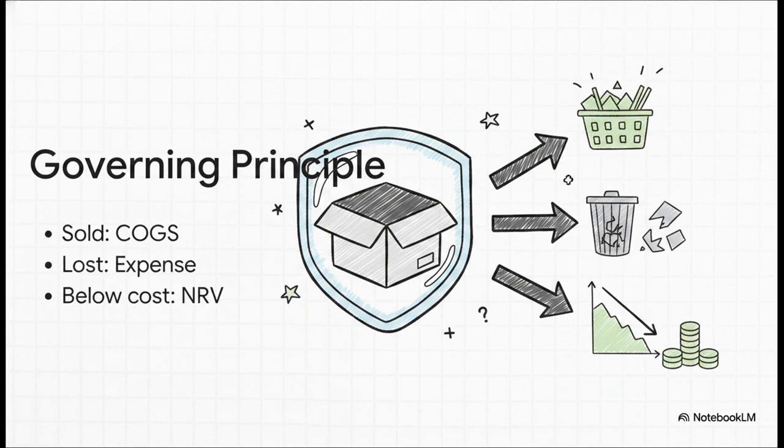To actually make sense of all these entries, we really have to grasp the governing principle here. Basically, inventory is fiercely protected as an asset on your books until it meets one of three ultimate fates. Number one, it gets sold, right? And its cost finally moves to cost of goods sold, or COGS. Number two, it gets lost or damaged, which means it becomes an immediate expense. Or number three, its value actually drops below what you paid for it, meaning it absolutely has to be written down to its net realizable value, or NRV. Oh, and a quick side note here, standard cost variances are always recorded as separate entries at period end. They're entirely distinct from the actual physical movement of the goods.